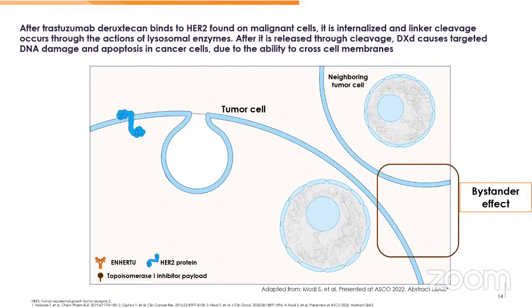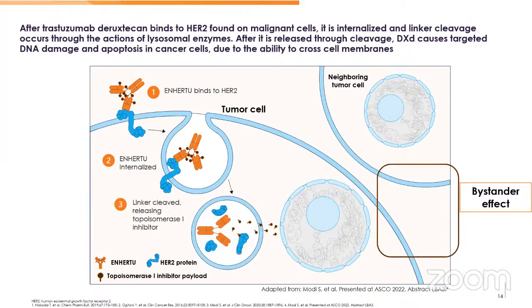So what happens is that when Enhertu binds to the tumor cells, it is internalized. When it is internalized, the linker is cleaved and the cytotoxic payload is released. Now, this cytotoxic payload can actually cross the cell membranes and hence it can kill the cells that are in the surrounding. So, it has a bystander effect, and we feel that a lot of this benefit of Enhertu in the HER2 low population is because of this bystander effect.